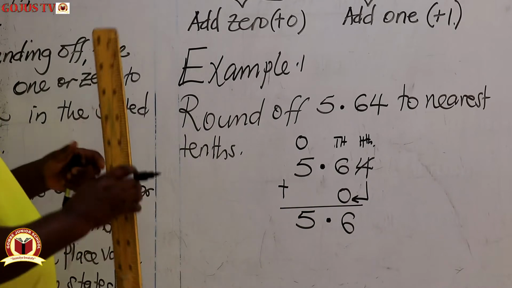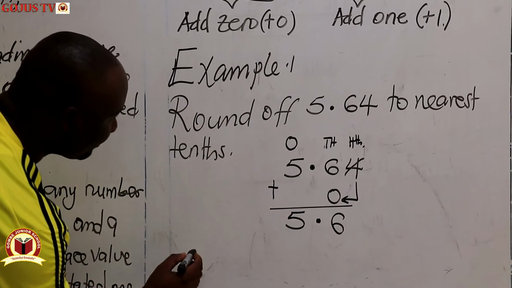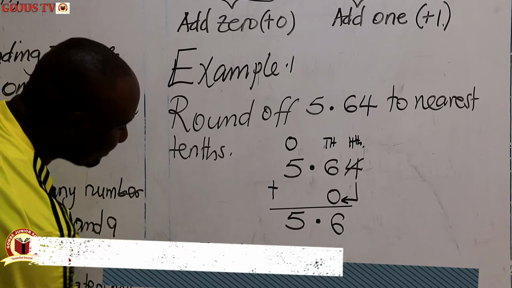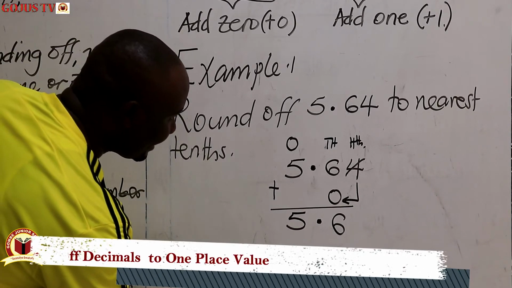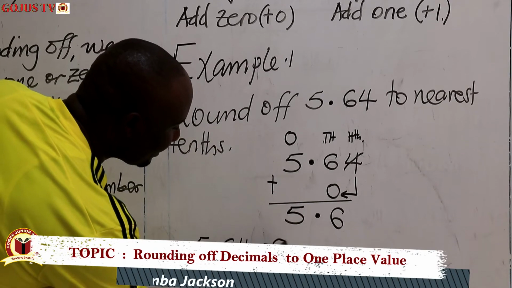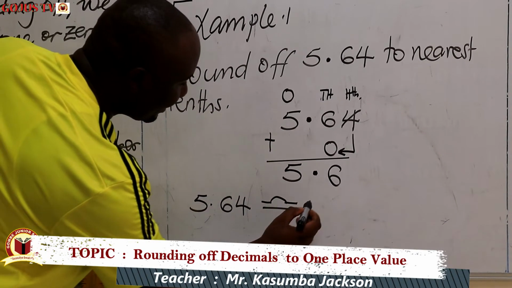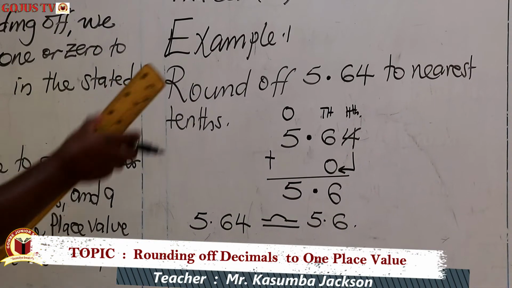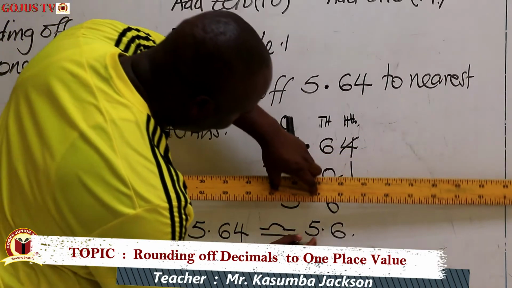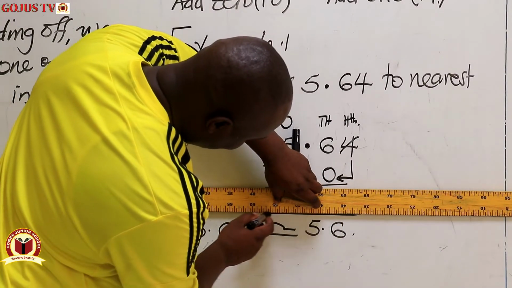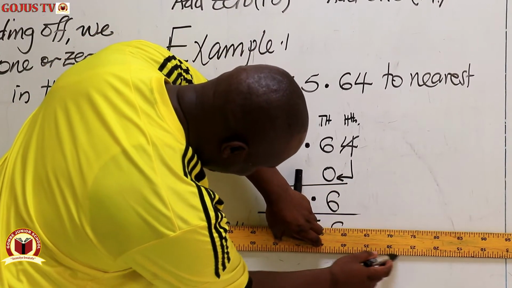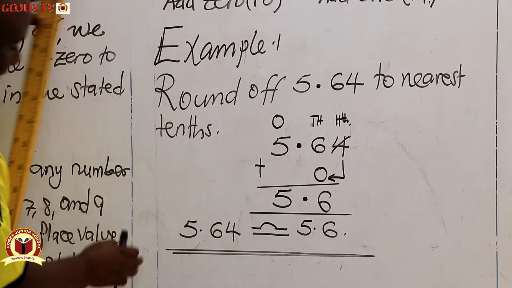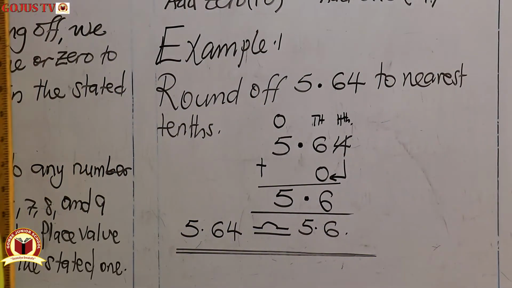In summary, when you round off 5.64 to the nearest tenths, it will be approximately equal to 5.6. So it gives me the answer 5.6. There you have rounded off. That is my first example.